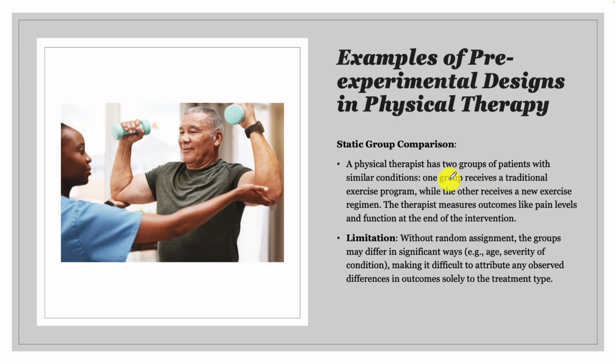And then I got one more for you here. If we did a static group comparison, we would say that a physical therapist has two groups of patients with similar conditions. Okay, so let's look at this again. We got G1 and then we have G2. Makes sense, two groups. One group receives a traditional exercise program while the other receives a new exercise regime. In this one, we could say that Group 1 is getting the new one, and Group 2 is not getting the new one. They're just doing traditional exercise, so I'm just leaving that blank. We'll see if Group 1 has improved outcomes versus Group 2.